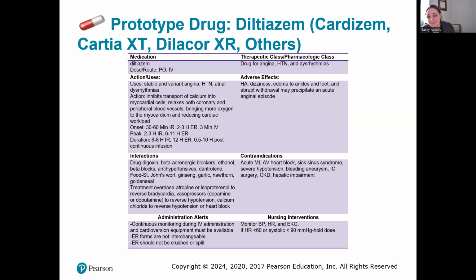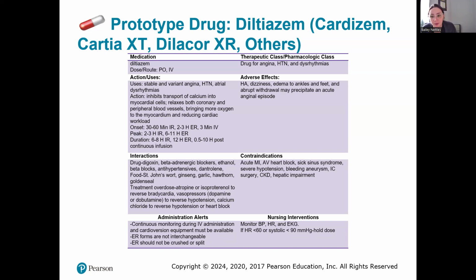Side effects: headache, dizziness, edema to the ankles and feet. Abrupt withdrawal may precipitate acute angina. It seems to be very common. So avoid digoxin, beta adrenergic blockers, ethanol, which is alcohol, beta blockers, we already talked about those, antihypertensives, and dantrolene. Avoid St. John's wort, ginseng, garlic, hawthorn, and goldenseal.